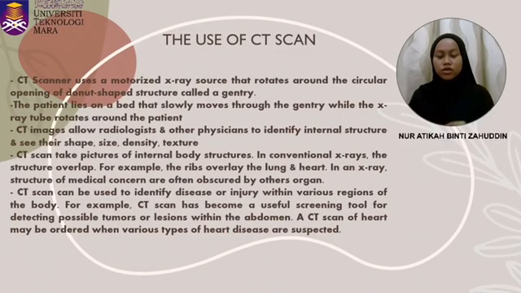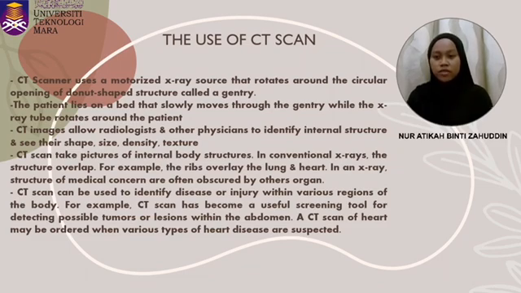Next is the use of CT scan. CT scanners use a motorized X-ray source that rotates around the circular opening of a donut-shaped structure called a gantry. The patient lies on a bed that slowly moves through the gantry while the X-ray tube rotates around the patient. CT images allow radiologists and other physicians to identify internal structures and see their shape, size, density, and texture.